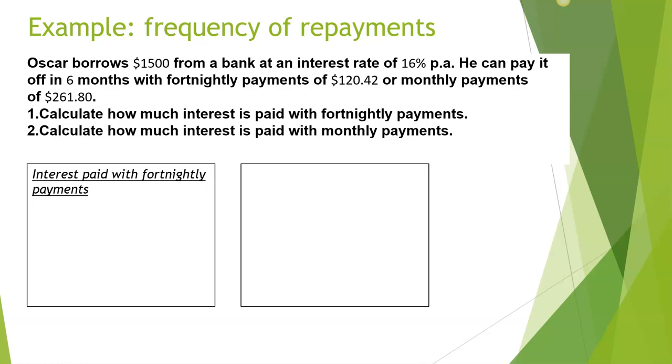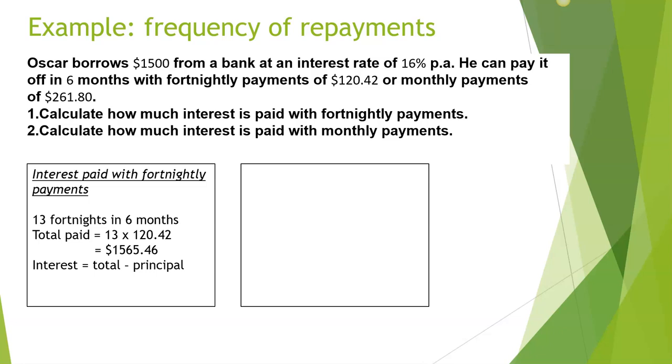So with fortnightly payments, in 6 months, there are 13 fortnights. So 26 fortnights in a year is 13 fortnights in 6 months. So the amount he paid is 13 times $120.42, which is $1,565.46. Now we know he borrowed $1,500, so the amount of interest that Oscar paid is $65.46.